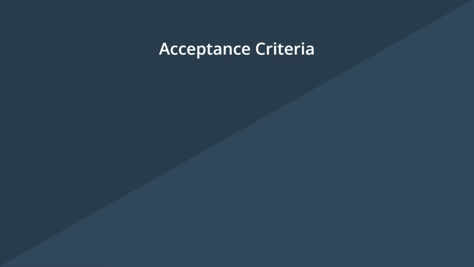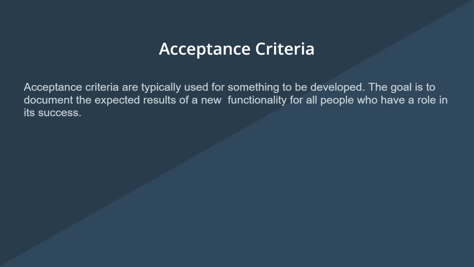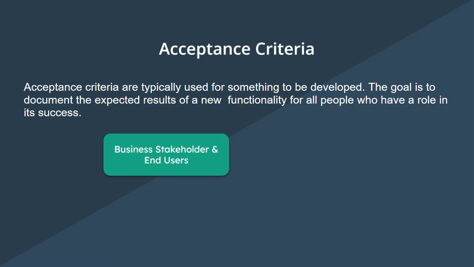Acceptance criteria are typically used for something to be developed, like a user story in a sprint or a requirement in a requirements document. What you should be thinking when documenting acceptance criteria is how you can document how a successful functionality will work for all the people who have a role in its success. This would be the business stakeholders and end users who need to clearly understand what will be built so that they can provide feedback and approval to make sure it'll meet their needs.